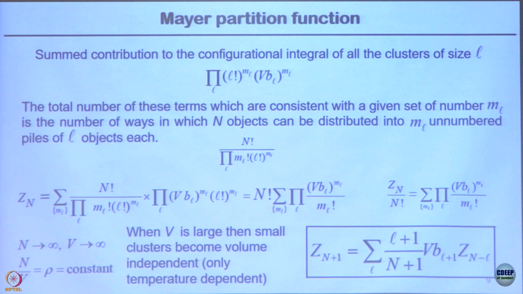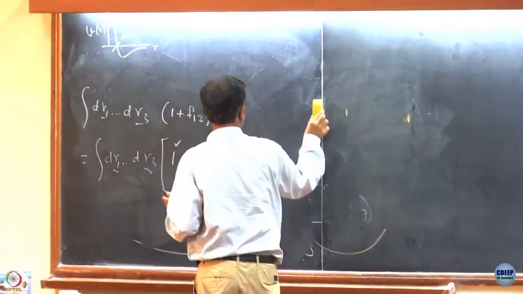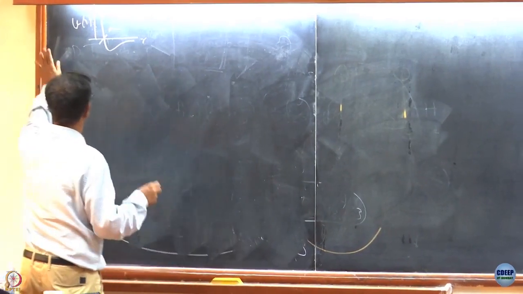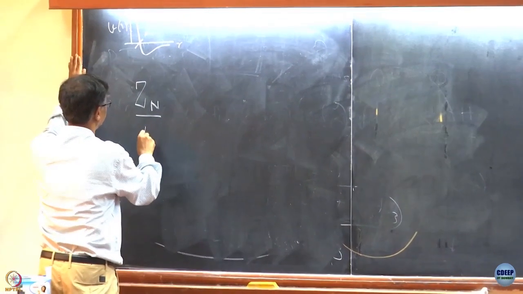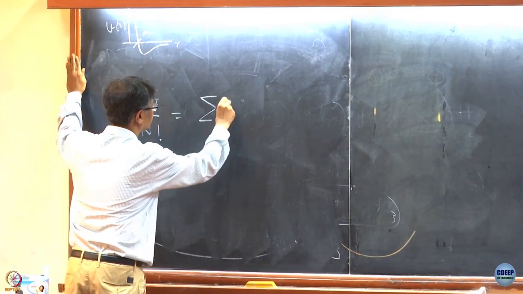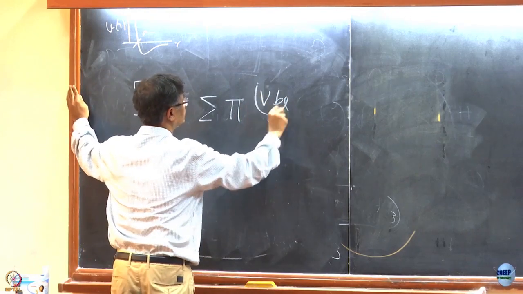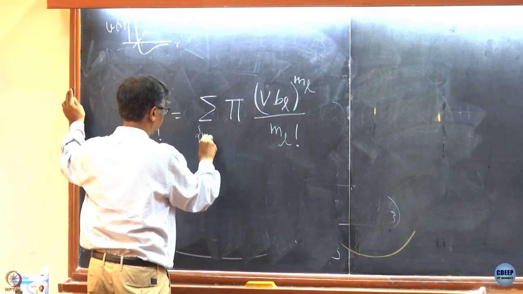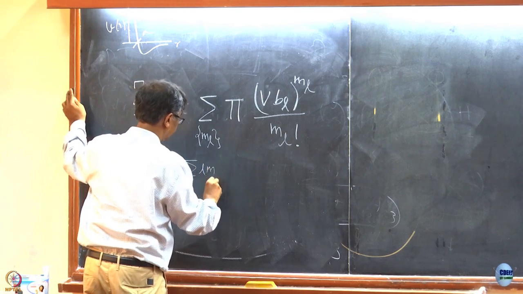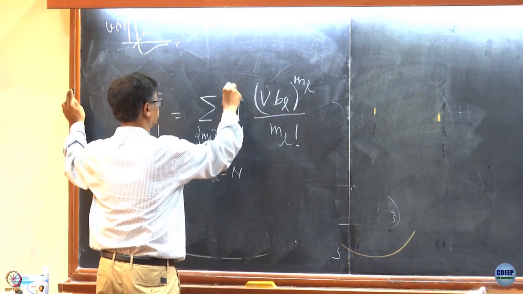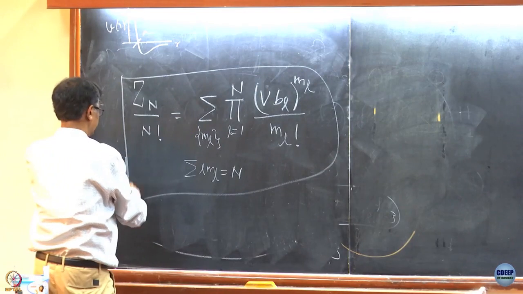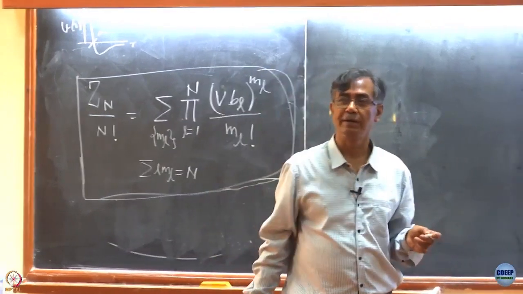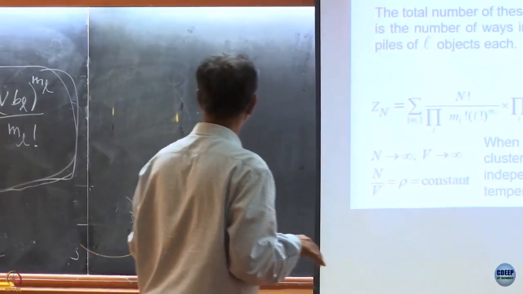Even now we are just on the way to do things. We have not solved the problem, but we are on our way to solve it. So the Mayer partition function is the configurational part. This is exact. Why is it exact? Because this is nothing but a bunch of definitions. But from there one can start playing some very interesting games.